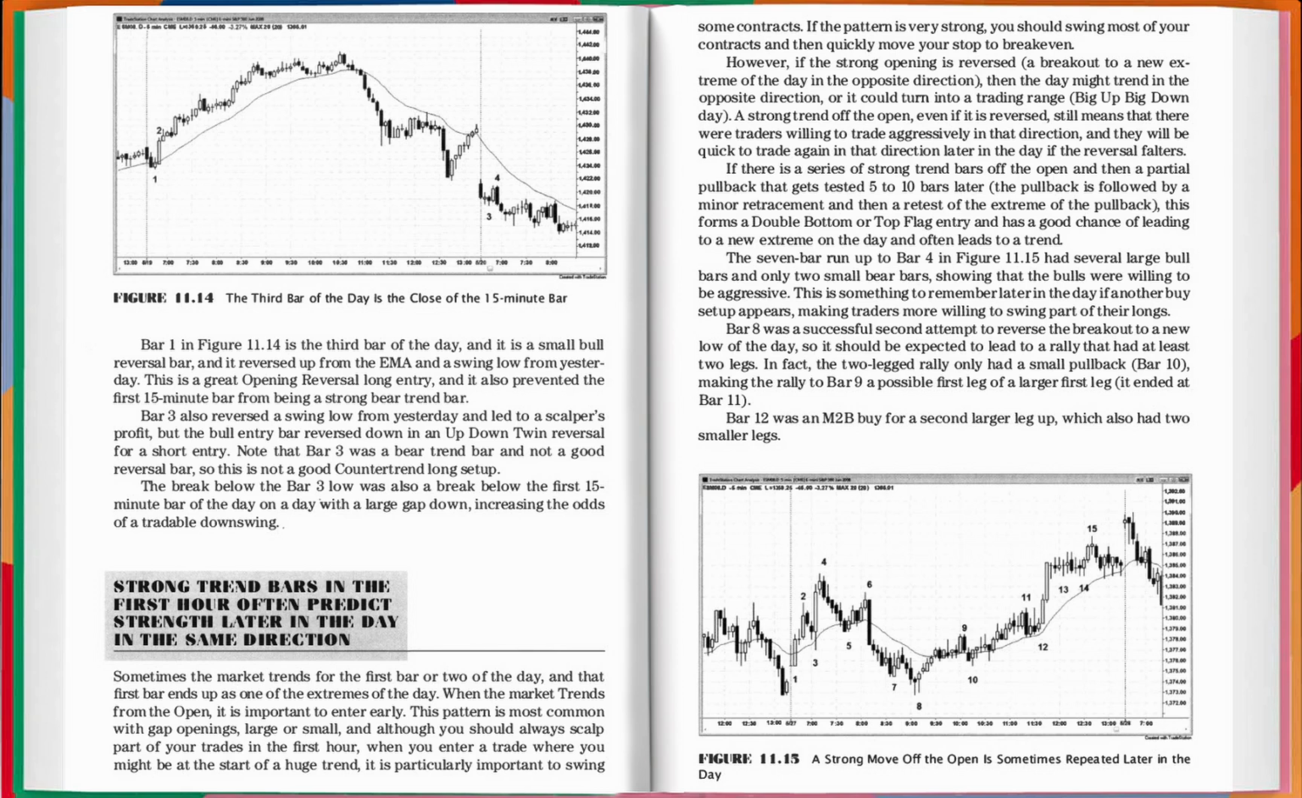In fact, the 2-legged rally only had a small pullback, bar 10, making the rally to bar 9 a possible first leg of a larger first leg. It ended at bar 11. Bar 12 was an M2B buy for a second larger leg up, which also had 2 smaller legs.